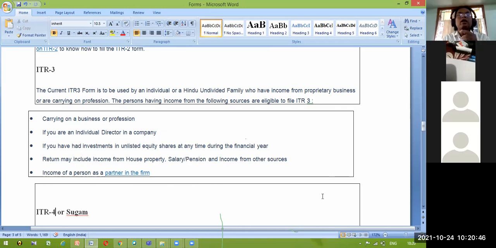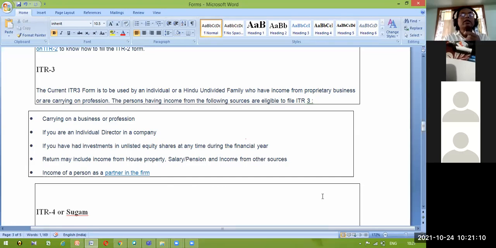Persons having income from these sources are eligible for ITR 3. The moment a person has business income, you cannot fill up ITR 1 and 2. Dear students, I am repeating certain things time and again so that you don't get bored, but it will remain in your mind. If I say it only once, you'll forget it. That's why I'm repeating. So bear with me.